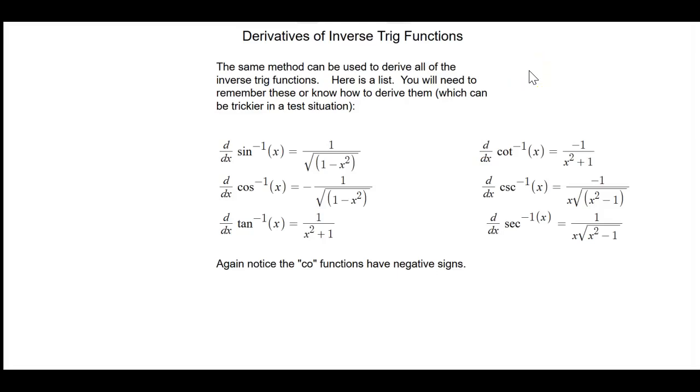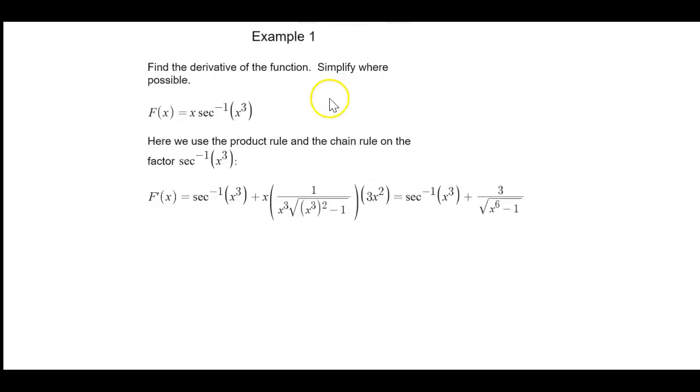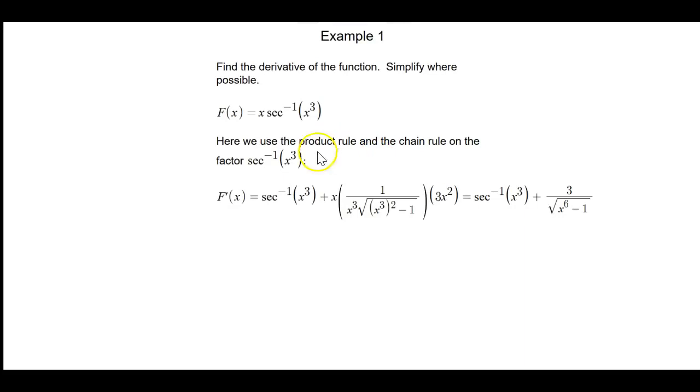Here are the derivatives of all the inverse trig functions, and here is the list of all 6 of them. And notice that just like the regular trig functions, those co-functions are negative. So let's look at an example involving the arcsecant function.